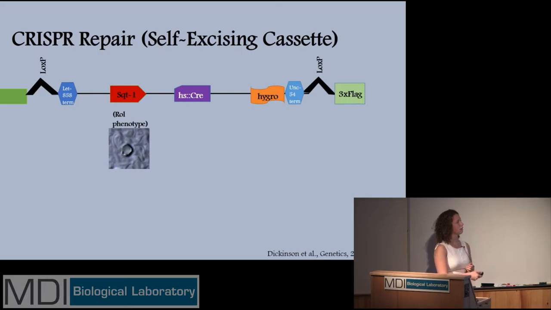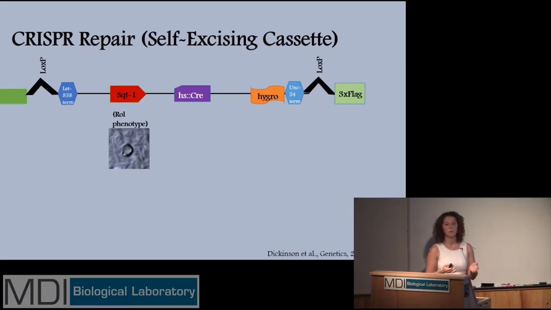Two LOX P sites surround two gene terminating sequences and two phenotypic markers. The first phenotypic marker is the SQWT-1 gene. This encodes for a rolling worm. The second selectable marker is hygromycin resistance. So if I add hygromycin to my worms with this insert, the only ones that survive are the ones that have this fix in their DNA.